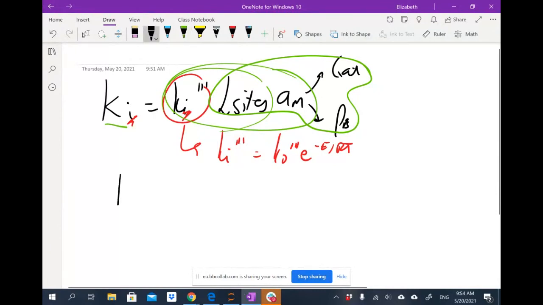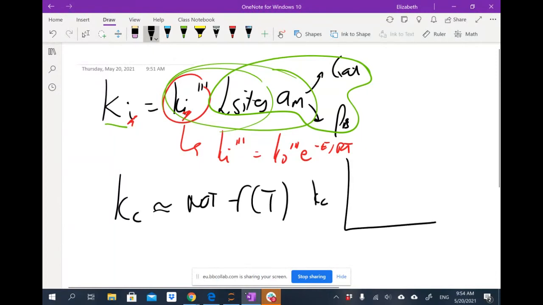However, if I look at Kc, Kc is the one that is so mildly temperature dependent that we can more or less say that it is not really a function of temperature. Or in fact, if I plot it like in the videos, it's very mild compared to the expected Arrhenius dependency of the true rate constant.